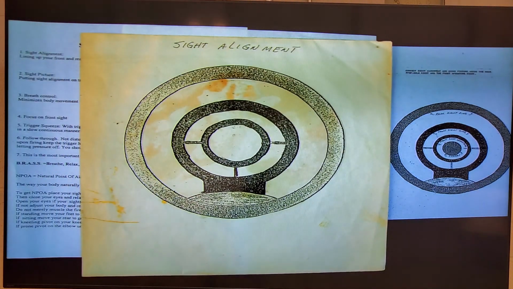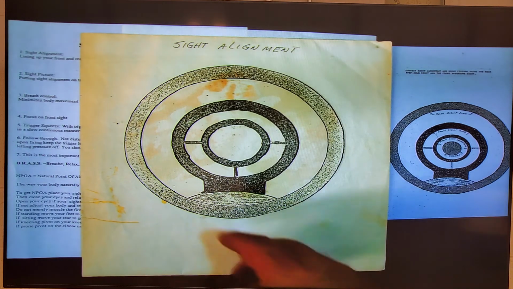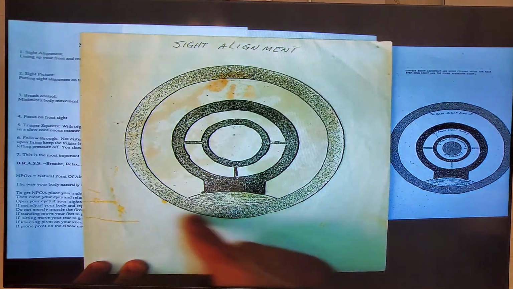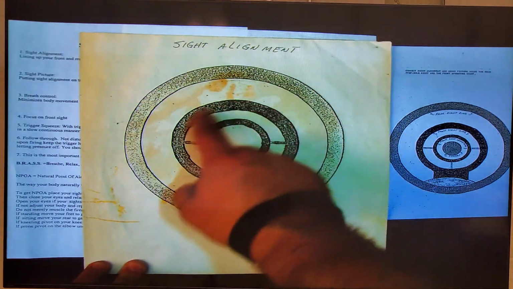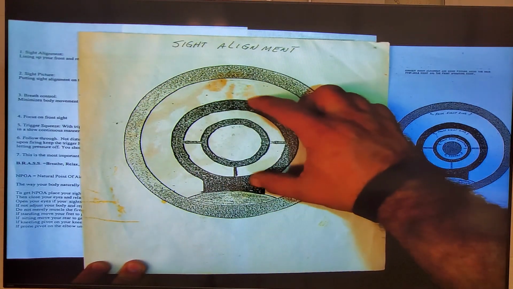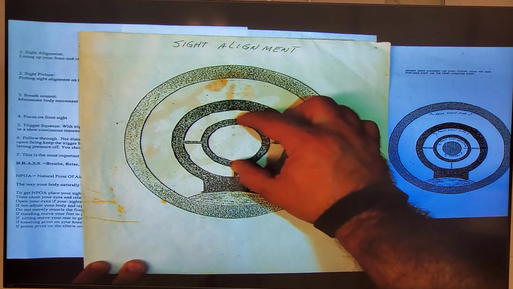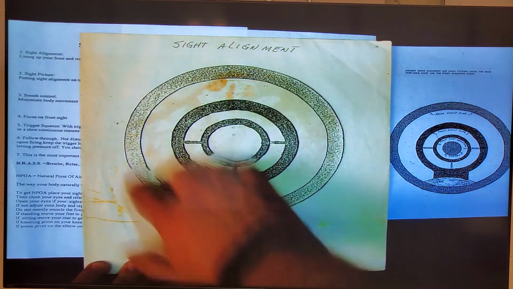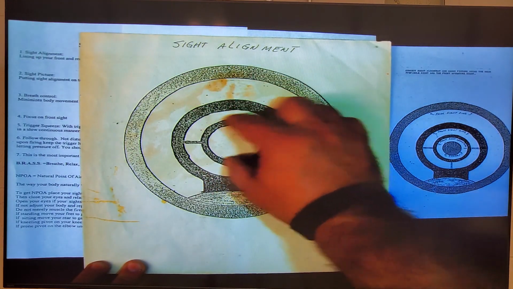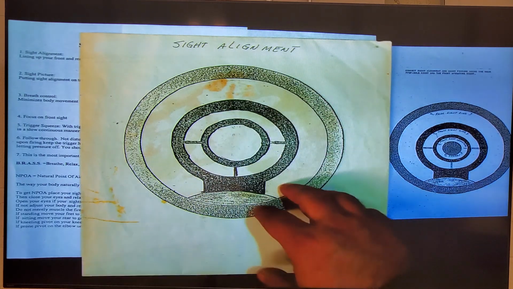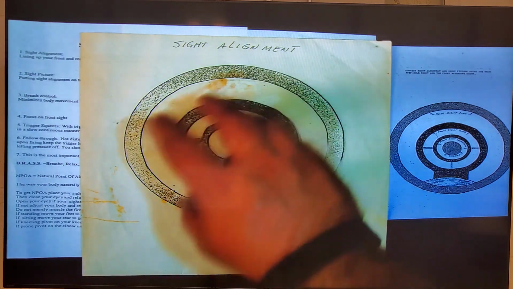I know this is kind of a crappy handout, but this is what we got. Sight alignment, so your rear sight is here, front sight is here. Actually, this is the hood for the front sight. This inner circle is actually the front sight. So rear sight, front sight. So this is sight alignment, lining up your front and rear sights.